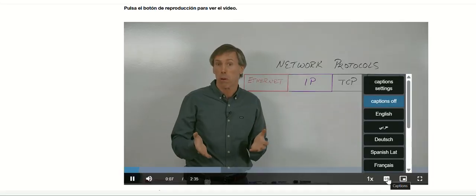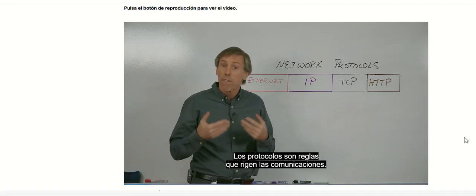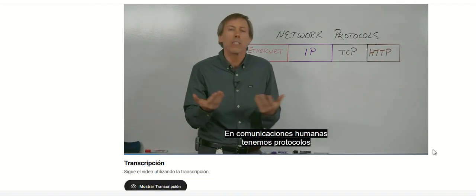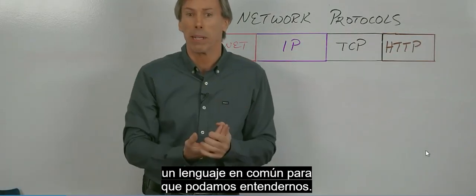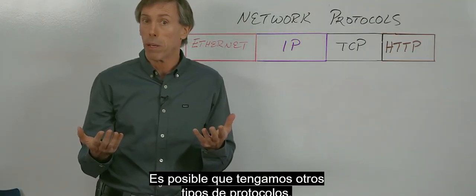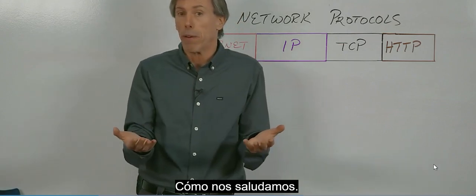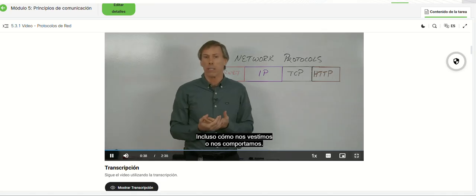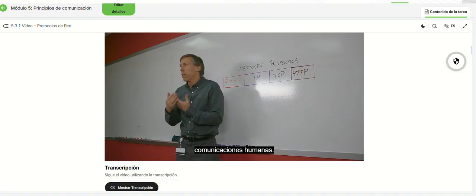Computer networks use protocols. Protocols are the rules that govern communications. Very similar to the protocols used in human communications. In human communications, we have protocols like language. If I'm speaking to somebody, we want to use a common language so we can understand each other. We may have other types of protocols that we use. Do we talk formally or informally? How we greet each other. There's a protocol for that. Even how we dress or conduct ourselves. All of this are protocols that help govern human communications.